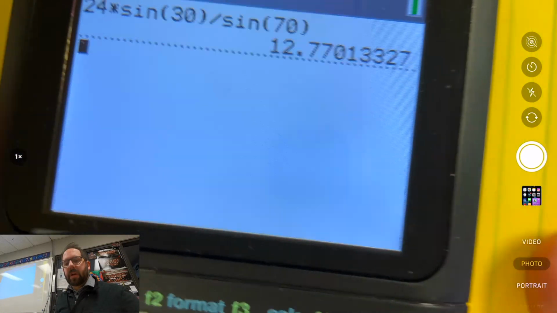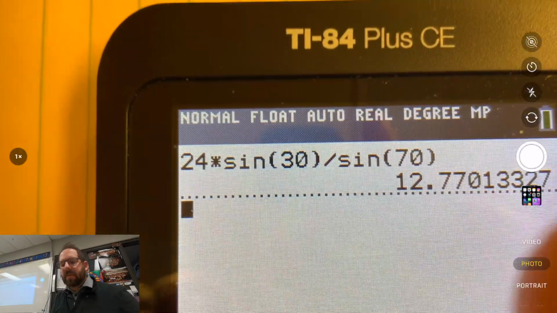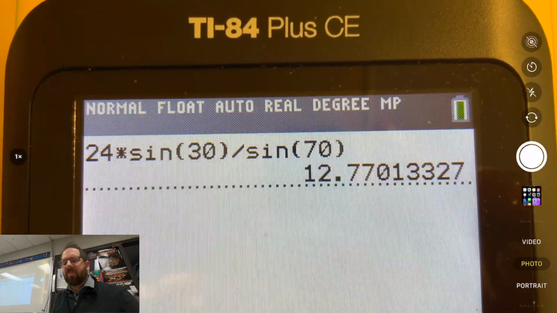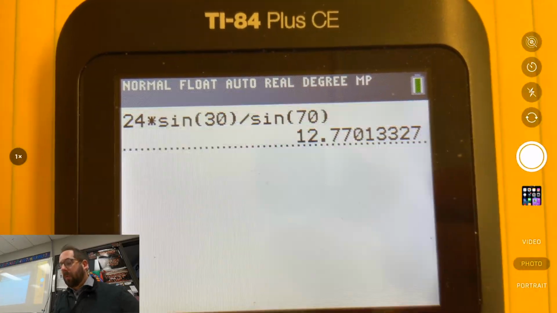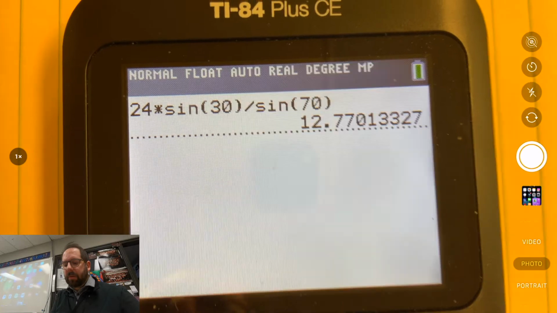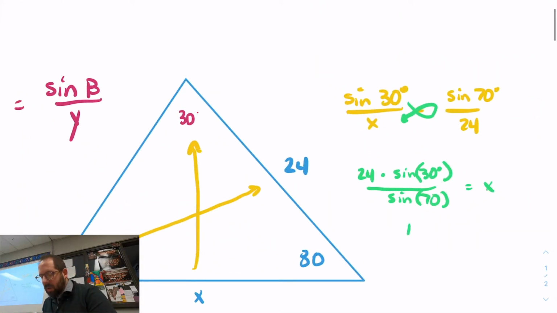Okay, so here's the number. I took 24 times the sine of 30. Notice I closed the parenthesis there. Then I'm dividing by the sine of 70, and I got 12.77 or 12.8 if you round it. So 12.8. So if I go back to my problem here, I said it was going to be small. 12.8. That's really small in this, and that makes sense.